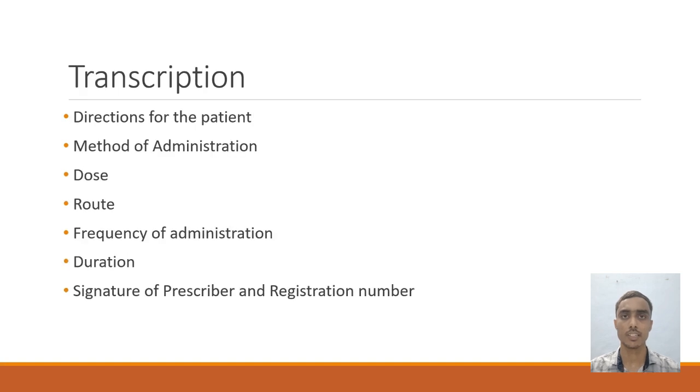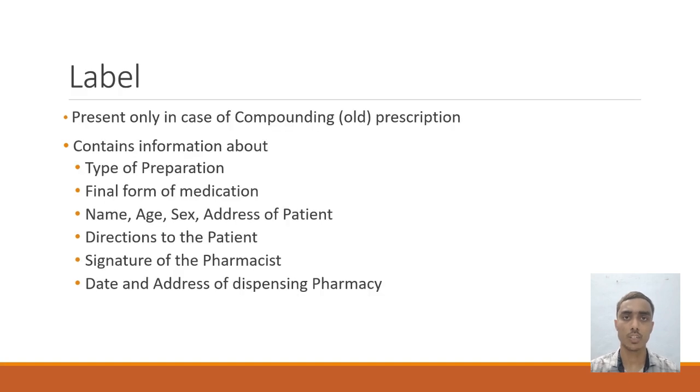The next part is a transcription. Transcription contains the dose, the frequency of administration, the duration of the treatment, and the route of administration. Finally, there is the doctor's sign and registration number. Label. Label is a part of the old type of prescription. It does not exist in the present times.